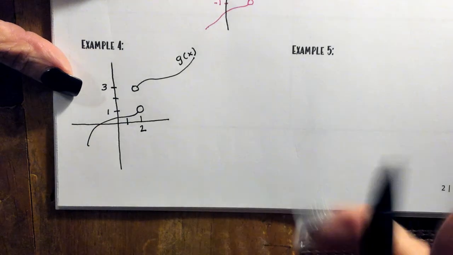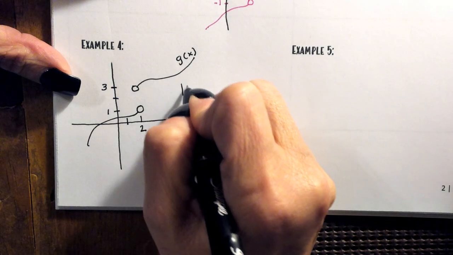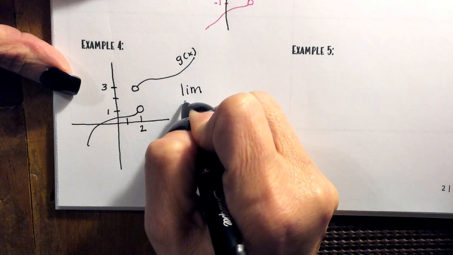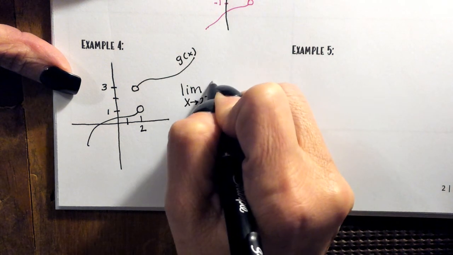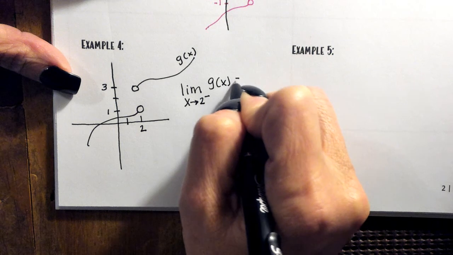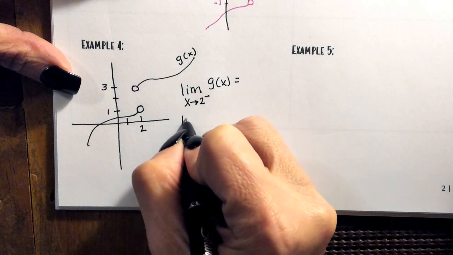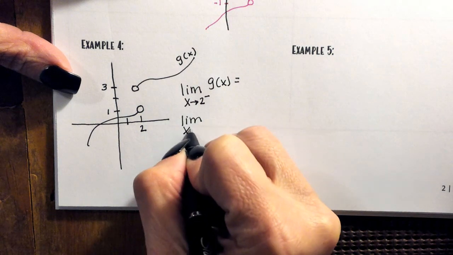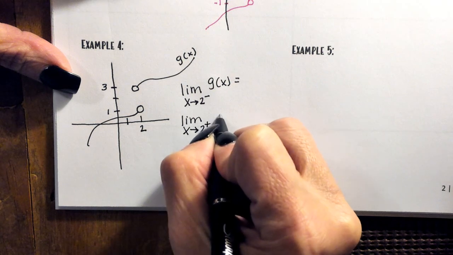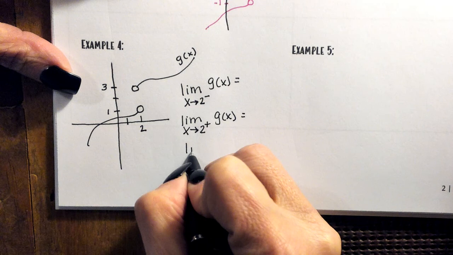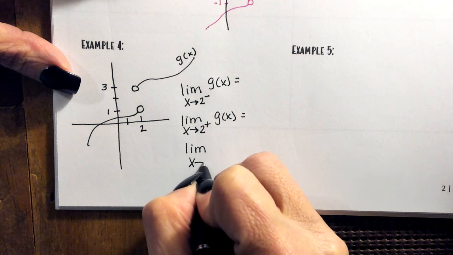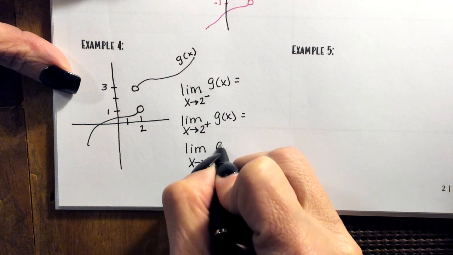So here we go. So what you're going to tell me is we're going to say the limit as x approaches 2 from the left of g of x. You're going to tell me what that one is. And then we're going to do the limit as x approaches 2 from the right of g of x. You're going to tell me what that is. And then you're going to tell me what's the limit as x approaches 2 of g of x.